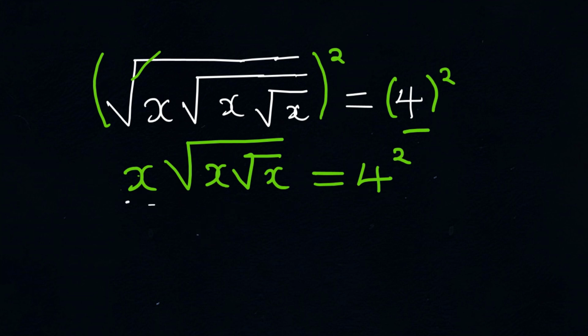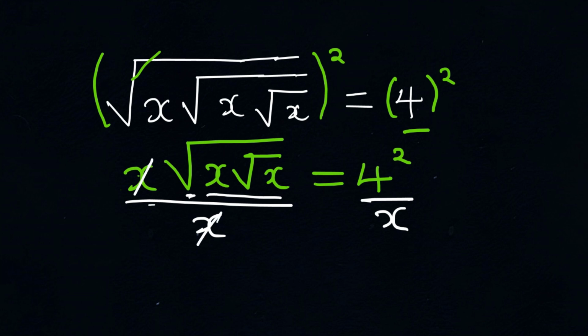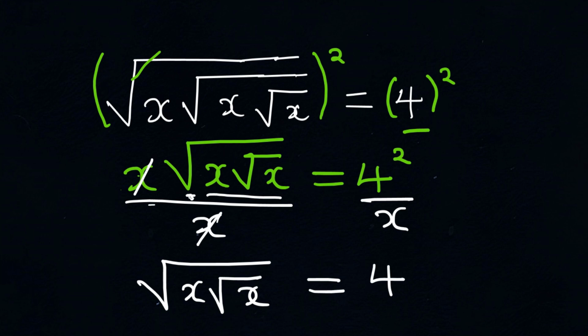So we are going to come here on the left hand side and say this is divided by x and this is divided by x, so that on the left hand side we are only left with the numbers or expressions that are located within the square root, this square root that we are trying to eliminate by squaring both sides. So this x is going to cancel with this x, and then we're going to be left with the square root of x, and the square root of x is equal to 4 to the power of 2 divided by x.